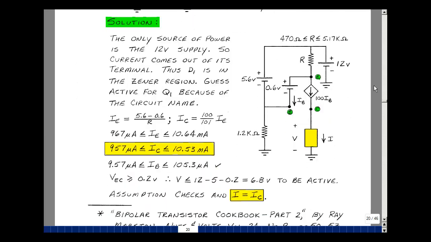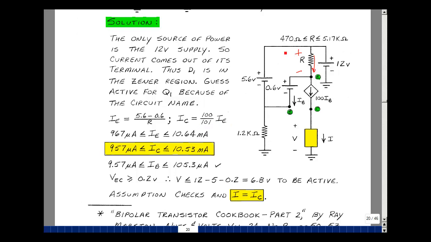Let's now analyze the circuit. Current in the emitter is going to be equal to the voltage across this resistor divided by R. We just go around the loop here. I've got a rise in voltage equals the drop of 5.6 and then minus 0.6. That divided by R is my emitter current. In the active region, the collector current is a little smaller than the emitter current by a factor of beta F over beta F plus 1.